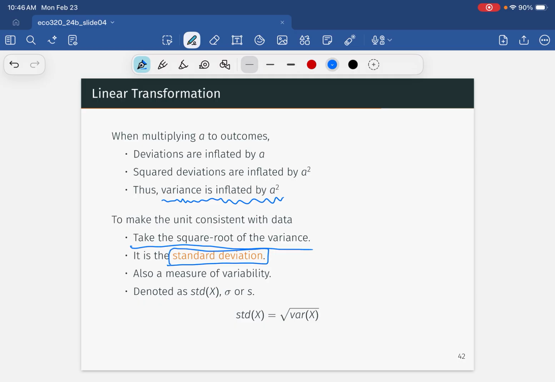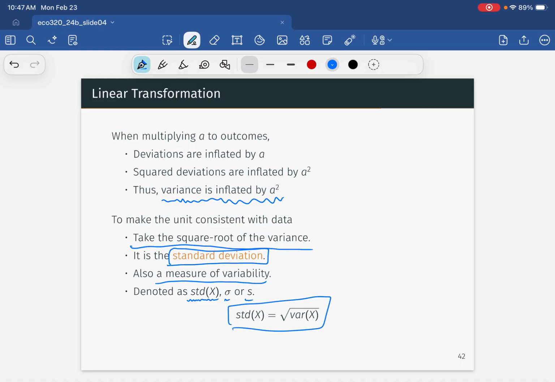The famous standard deviation is a byproduct of variance. Okay, so it is basically same as variance. If variance increases, of course standard deviation increases too, and vice versa. And it is a measure of variability. The larger the standard deviation is, the more variable your data are, or the observations are further away from the center on average. And it is usually denoted as standard deviation of x, or Greek letter sigma, or alphabet S. And this is the rule, pretty clear.